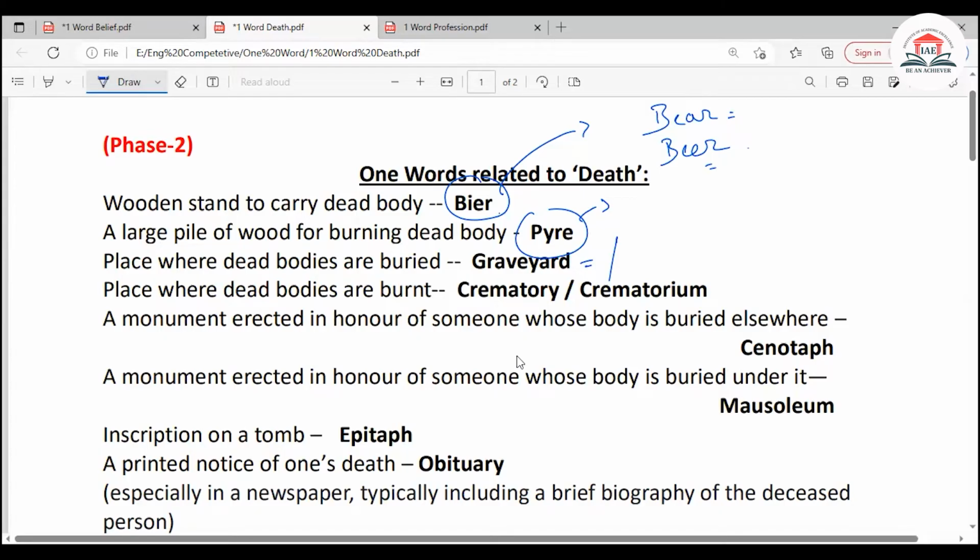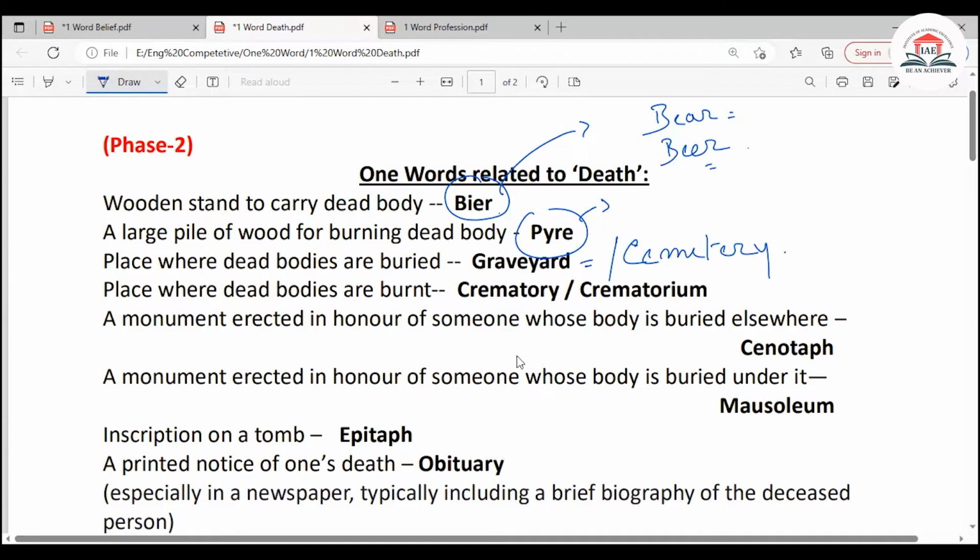So which is a similar word in case of Christians, which is synonymous with the word graveyard? I'm helping you. Cemetery. Yes, cemetery. Cemetery is also graveyard. Simple thing. So note it down. It is not written here.